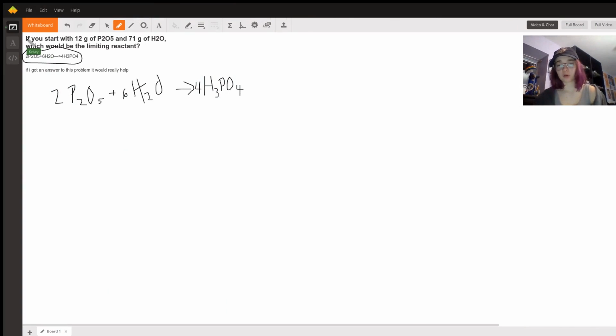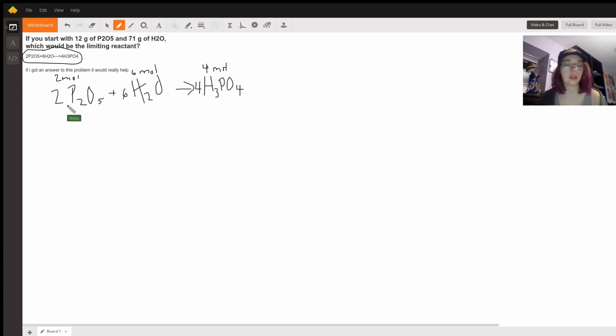Okay, so we're given this chemical equation here, and basically what any equation means is that anytime we put in 2 moles of P2O5 and 6 moles of H2O, we're able to make 4 moles of H3PO4. So that's a really important thing to remember, that these coefficients in front refer exclusively to moles. This is 2 moles, 6 moles, and 4 moles.